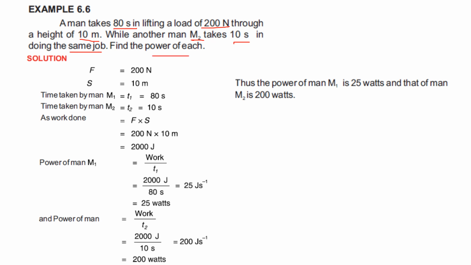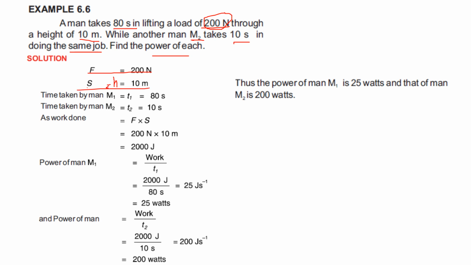Now in this problem, the two men are performing a work, right? They are doing the same job. It means the force applied on the two men is the same. The distance they are covering is also the same. So the force given in this example is F equals 200 Newton, and the distance, which is equal to height, is also equal to 10 meter.